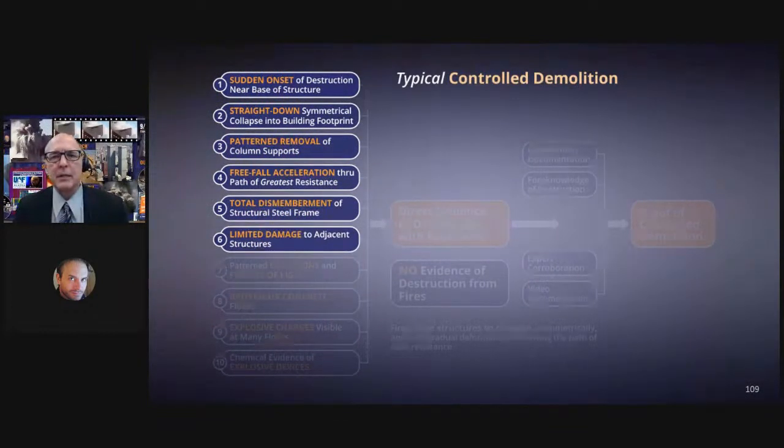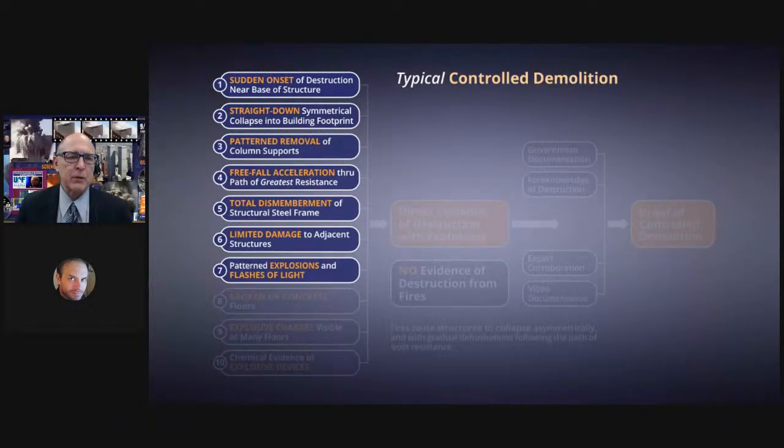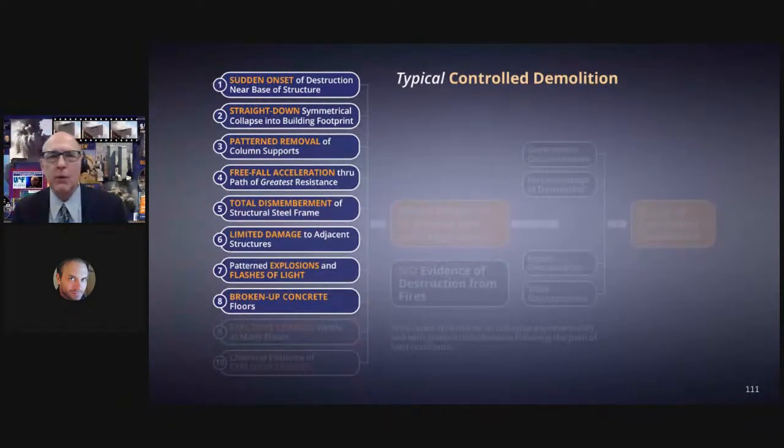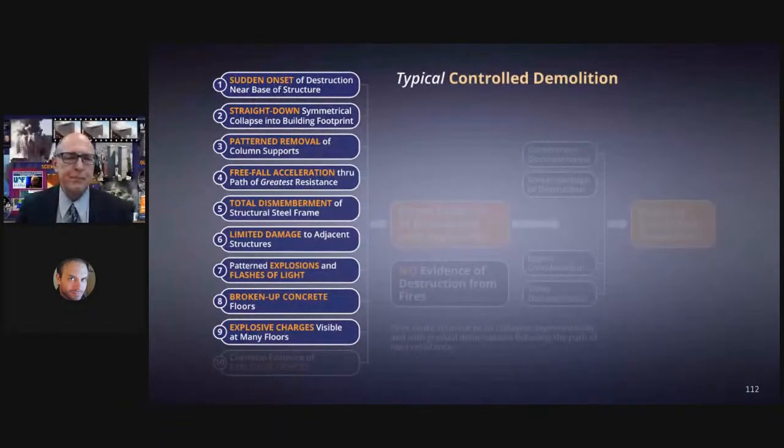Feature number 6, limited damage to adjacent structures. At least that's one of the goals of typical controlled demolition. Patterned explosions and flashes of light seen and heard by witnesses. If you have these features, you know, we have explosions. Broken up concrete floors. You don't want to have to go back and jackhammer floors to break them up when explosives could have done that work quite efficiently and safely.